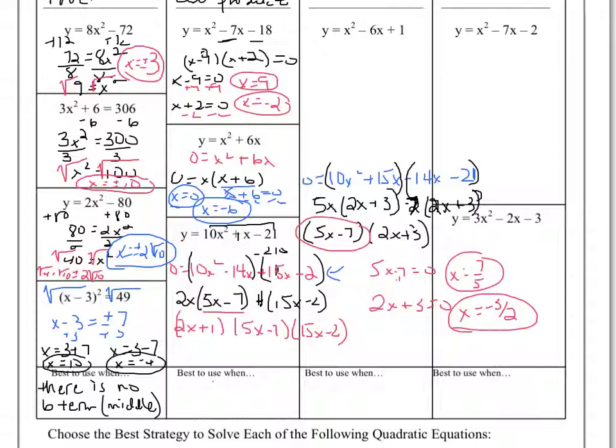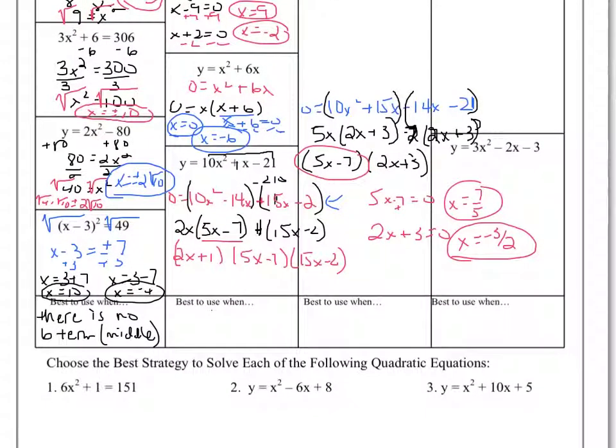Okay, again, when is this best to use? It's best to use when the trinomial will factor, okay? So when the trinomial will factor.